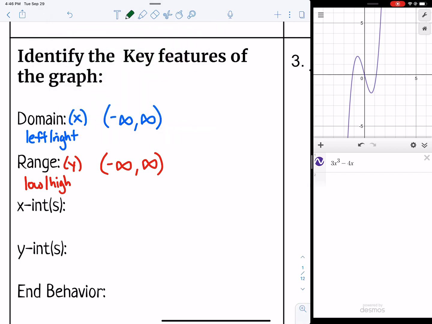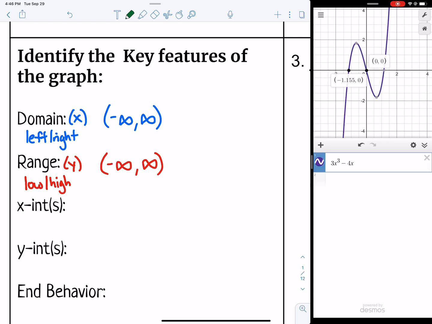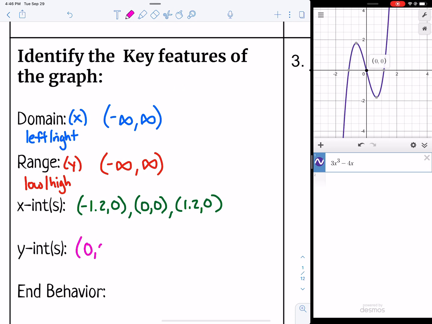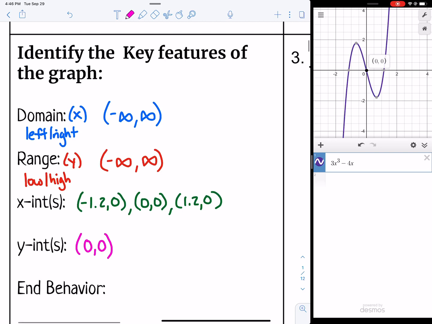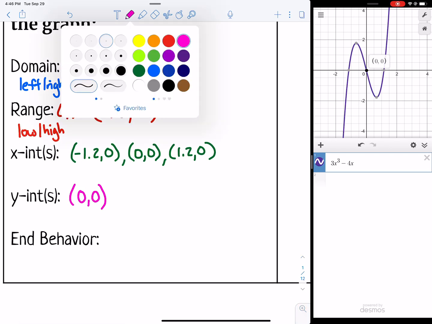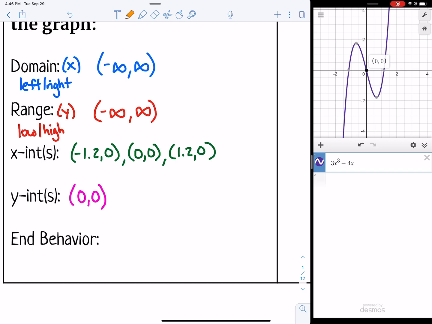All right, the x-intercepts, let's pick those out. We've got negative 1.2 (let's just round that), 0, 0, and 1.2, 0. Okay, the y-intercept: let's take those away, and we just have the one y-intercept at the origin, 0, 0.